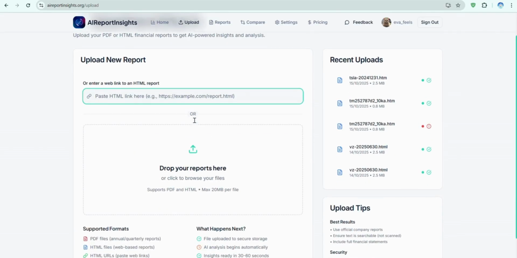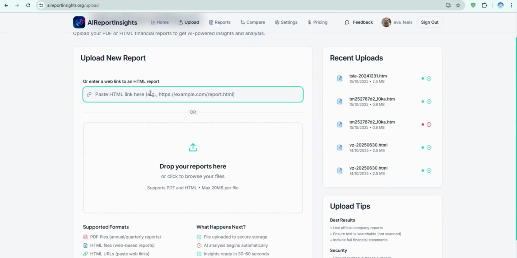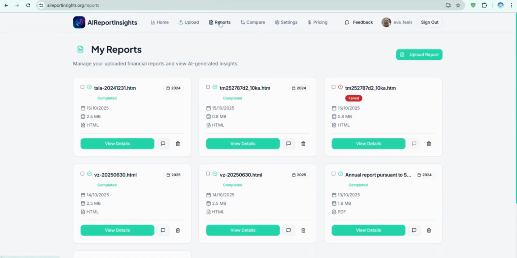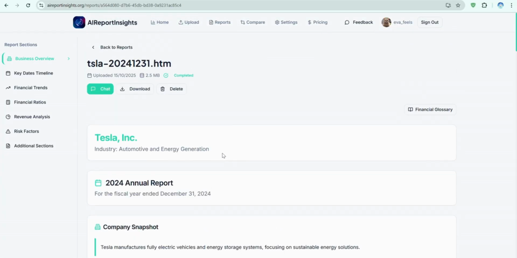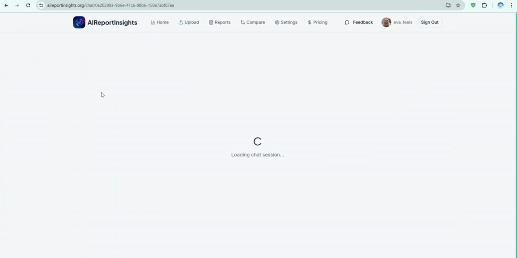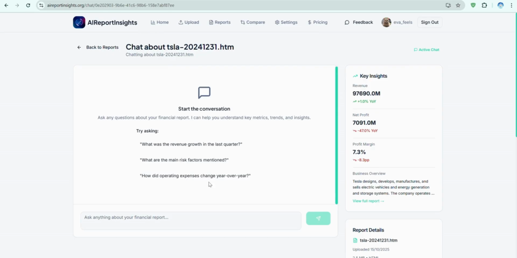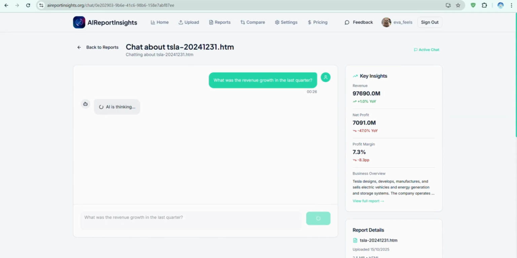So to upload an annual report, you can use a PDF or paste the HTML link, and in just 30 seconds they'll generate a comprehensive annual report for you. You can even chat with the annual report and ask anything you want from it, like what the revenue growth was in the last quarter, or etc.